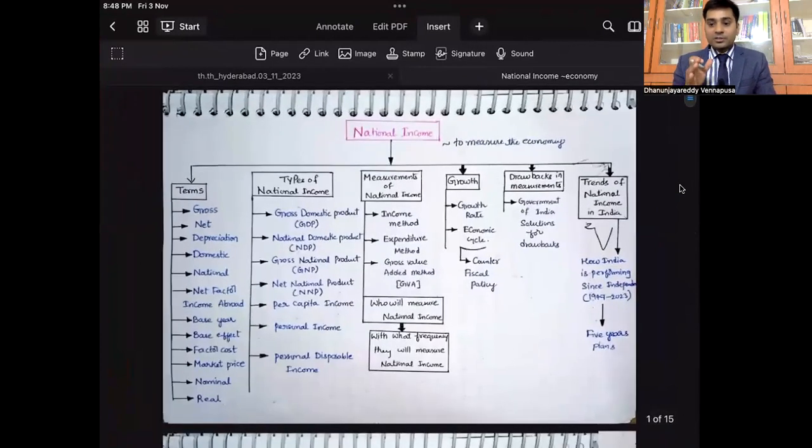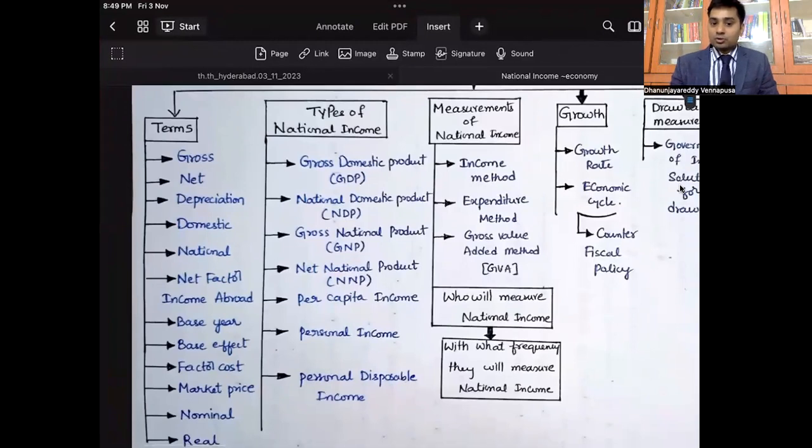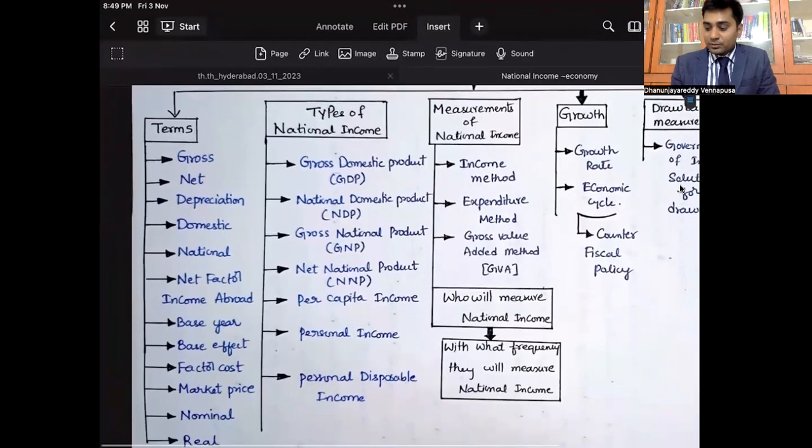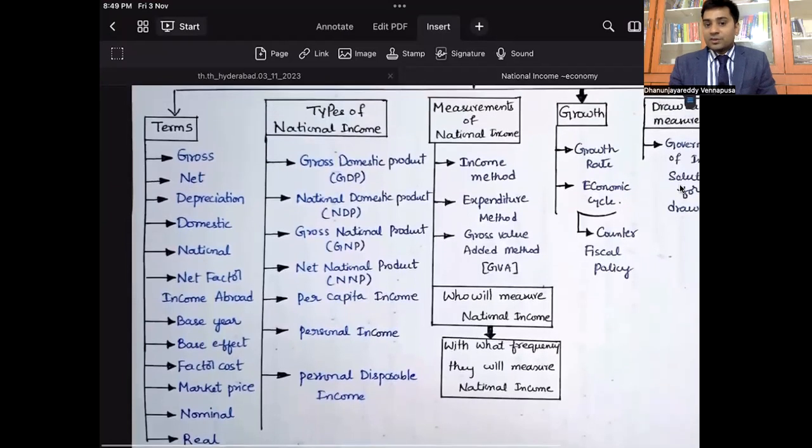What are the topics or themes that are important for national income as far as UPSC prelims is concerned? It is also important for UPSC mains, but let's focus on prelims. The terms associated with it: what is gross, what is net, what is depreciation, what is domestic, what is national, what is net factor income abroad, what is base year, what is base effect, previous year question, factor cost, market price, nominal cost, real price, and then types of national income. What is GDP, NDP, gross national product, net national product, per capita income, personal disposable income, measurements of national income, how to measure, income method, expenditure method, gross value added method, and who will measure national income?